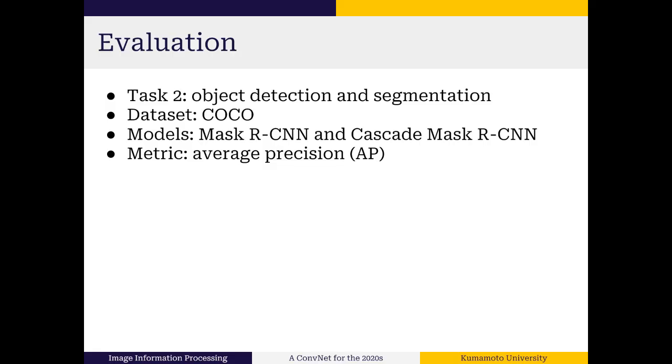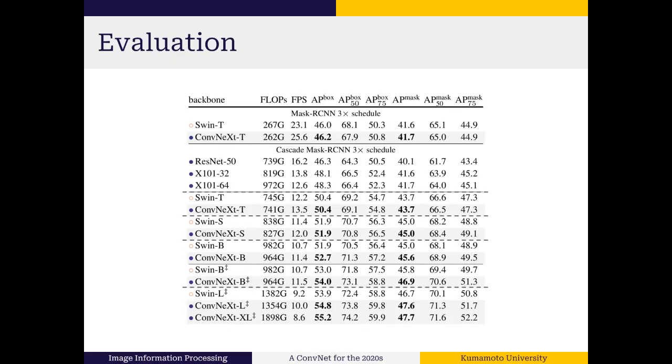The next task for the experiment is object detection and segmentation on the COCO dataset using Mask R-CNN and Cascade Mask R-CNN. Average precision is used for the performance measurement. This table shows the comparison between Swin transformers and ConvNet as the backbones for the object detection task. ConvNet shows similar or better performance than the Swin transformer and tends to show larger margin on larger scales, for example in ConvNet large and extra large.